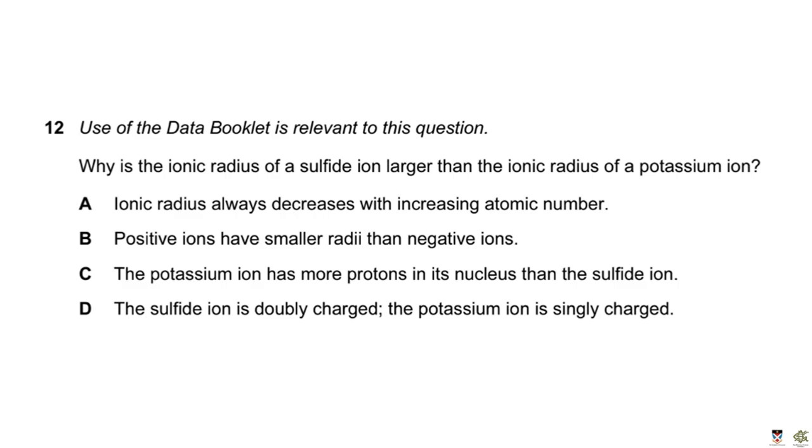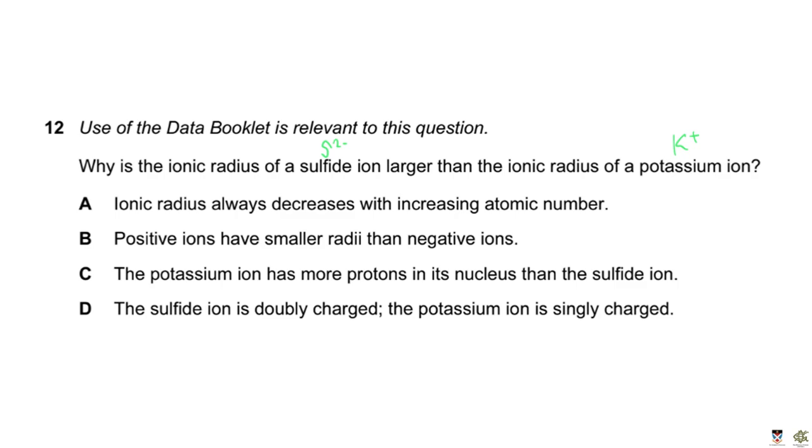The use of the data booklet is relevant to this question. Why is the ionic radius of a sulfide ion larger than the ionic radius of a potassium ion? So we're looking at the sulfide ion, which is S2 minus, and the radius of a potassium ion, which is K plus. Both of these ions will contain the same number of electrons.